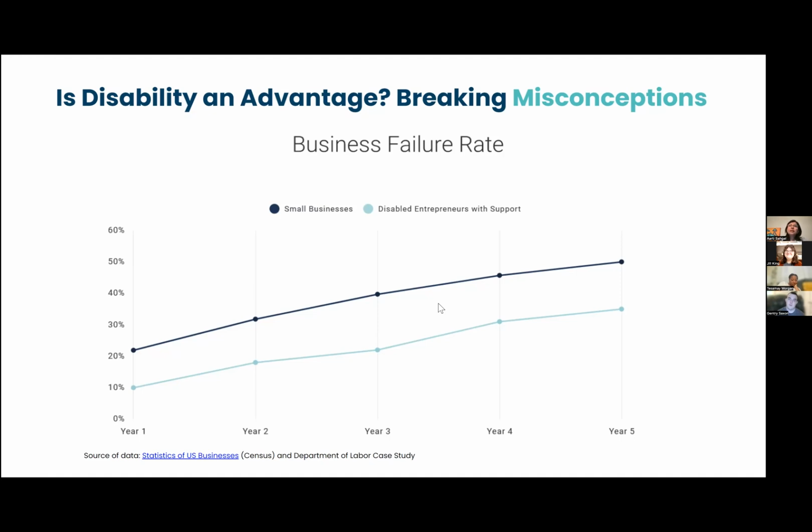And what could be the reason? I would say that disabled entrepreneurs are naturally born entrepreneurs. Anybody can take a guess and tell me why I believe that people with disability are born entrepreneurs. What defines an entrepreneur? I feel like as disabled people, we're more likely to be innovative problem solvers. Absolutely.